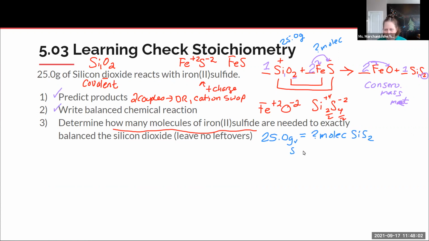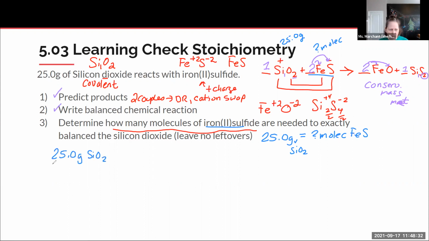25.0 grams of silicon dioxide equals how many molecules? Oh, not how many molecules of silver sulfide, sorry. How many molecules of iron 2 sulfide? Because that's what they asked for in the question. Okay, and what do I need to do? I need to do stoich. If I do stoich, it's going to tell me the exact number of molecules that matches 25 grams of silicon dioxide.